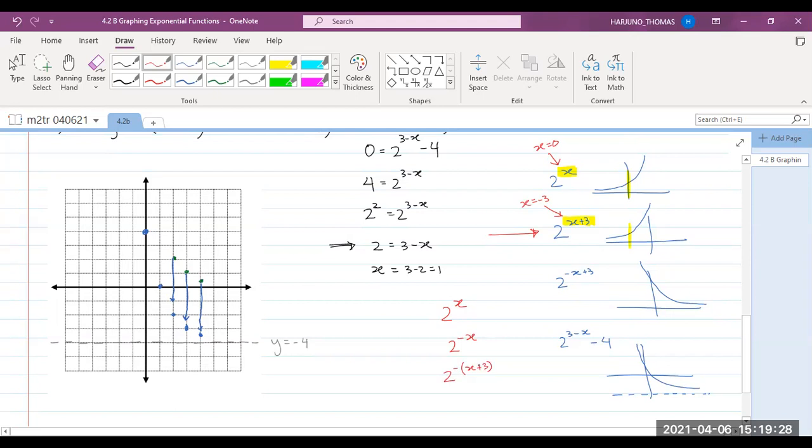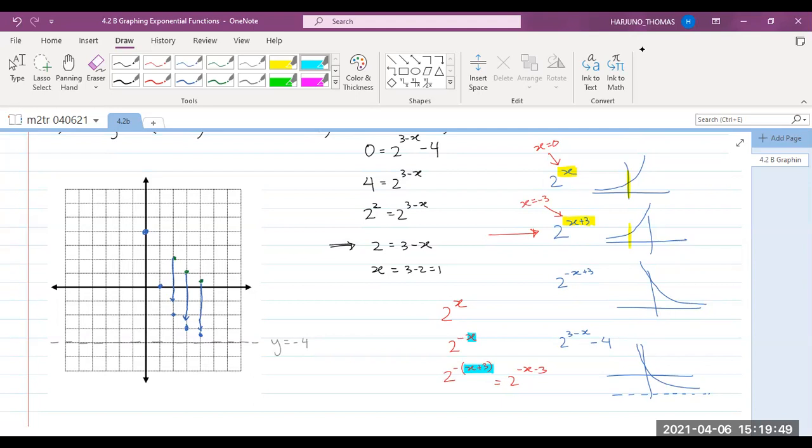You replace x by x plus 3. But what you get is 2 to the negative x minus 3. Remember, moving 3 units to the left is replacing x by x plus 3. But because you have a negative in front of that, you should distribute the negative also.